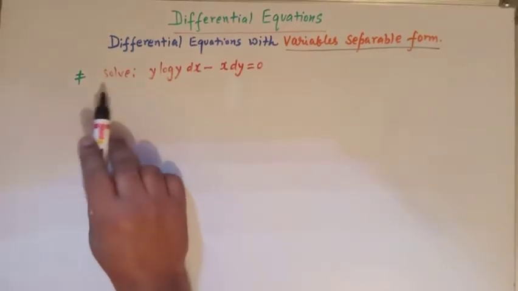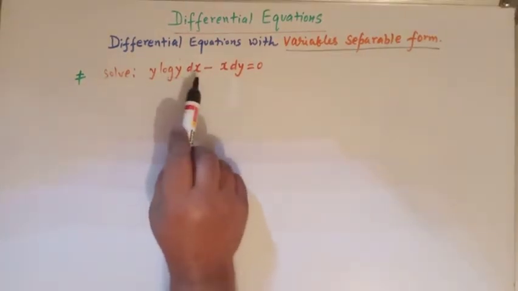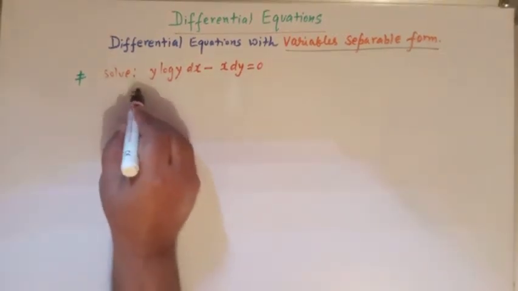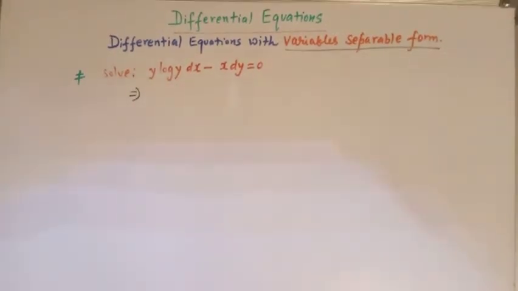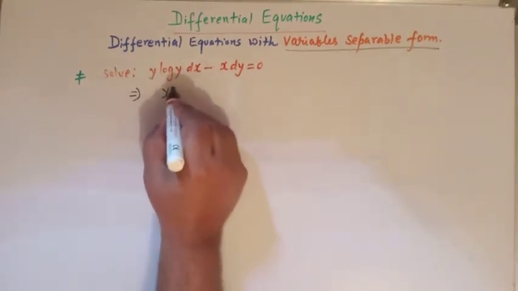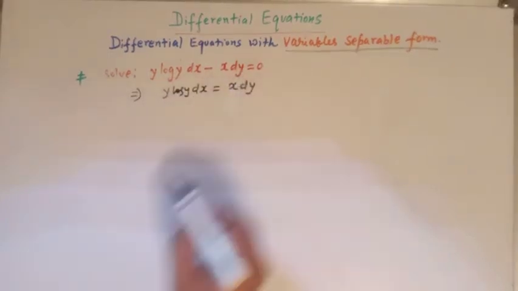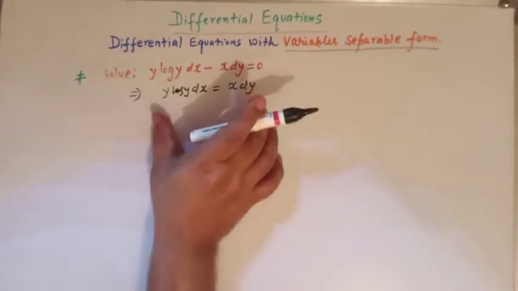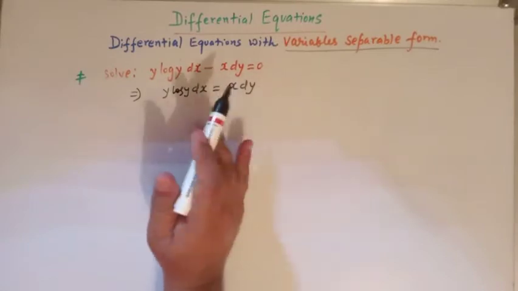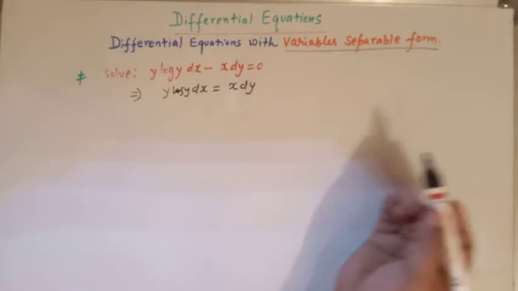Now viewers, let us take this differential equation. Here we have y log y dx minus x dy is equal to 0. So let us first rearrange this differential equation, and we have y log y dx is equal to x dy, and from here we'll separate the variables, that is we will collect the x terms to one side and y terms to the other side.